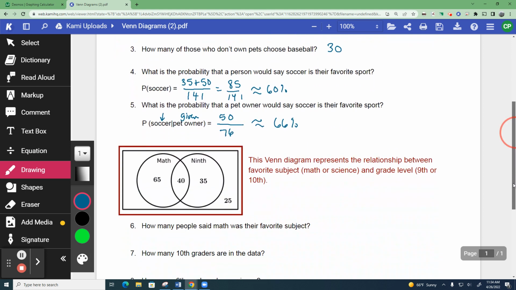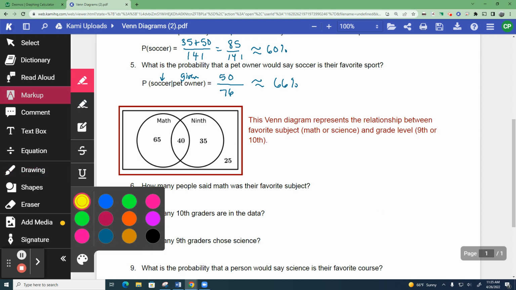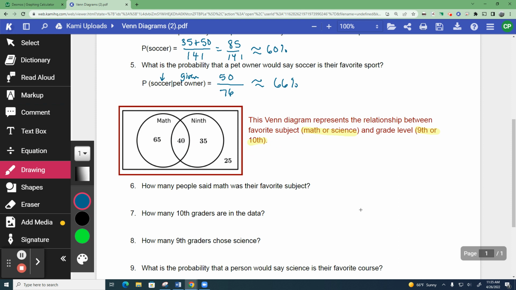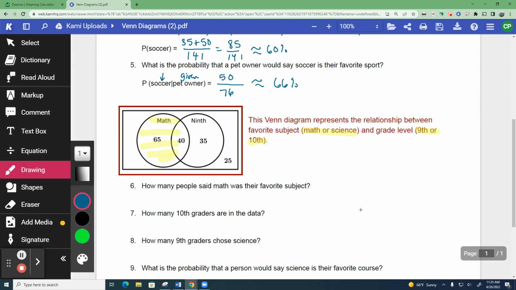Okay, let's try another one. So this Venn diagram represents the relationship between a favorite subject, math or science, so no other subject is happening, and a grade level, 9th or 10th. So I'm going to highlight that because it's important to remember those are our only options. So how many people said math was their favorite subject? So taking a look at the math circle, math was 65 plus 40 equals 105.